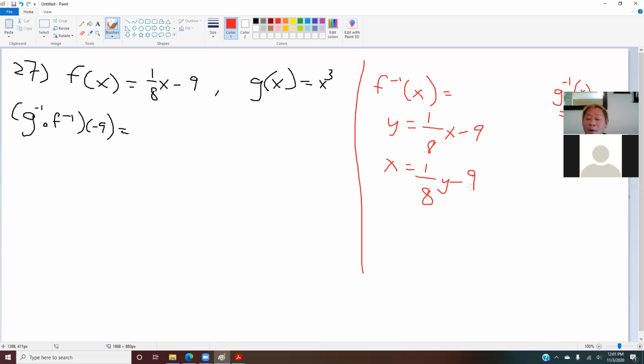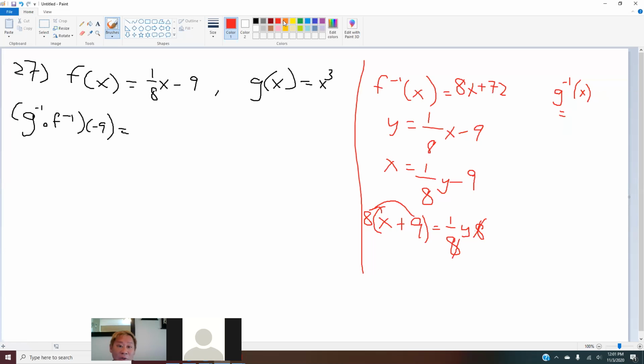So how do we solve for y? We add 9 to the other side. So you get x plus 9 equals 1 over 8y. And then after that, we multiply everything here by 8 so that the 8 will be canceled out. So your inverse function in this case is 8x plus 72. I just distribute the 8.